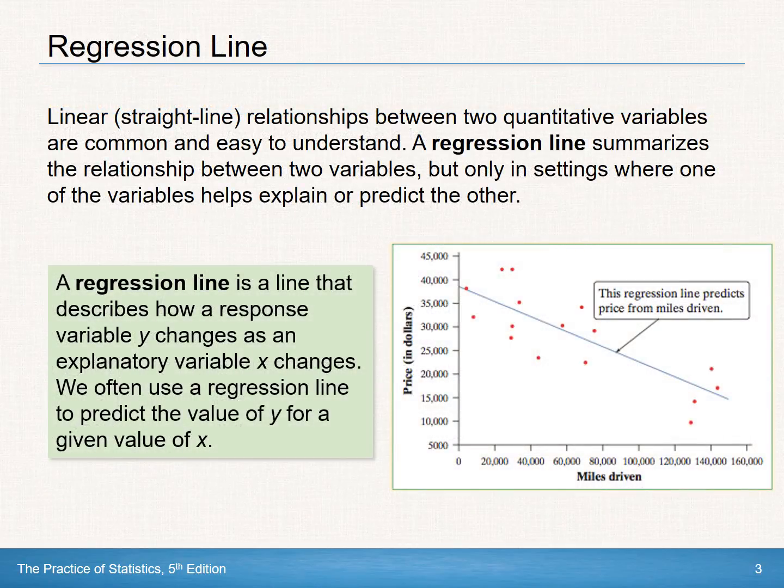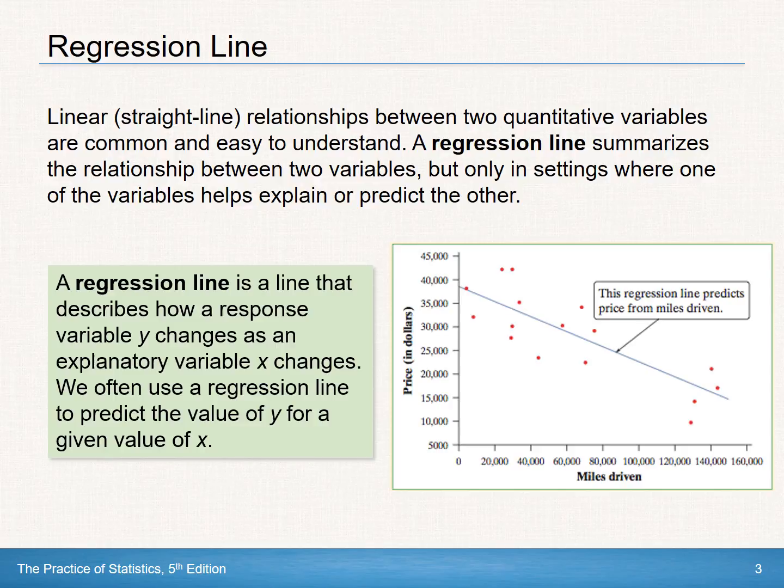So a regression line, you've been doing this for a long time. I know in algebra classes you made a scatter plot, drew a trend line, and found the equation for that trend line. In Algebra 2 Honors, we even took our calculator and had the calculator graph our scatter plot and find the linear regression. That's exactly what we're talking about here. It's a straight line relationship between two quantitative variables that are common and easy to understand.